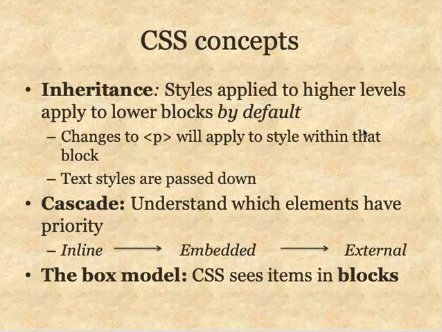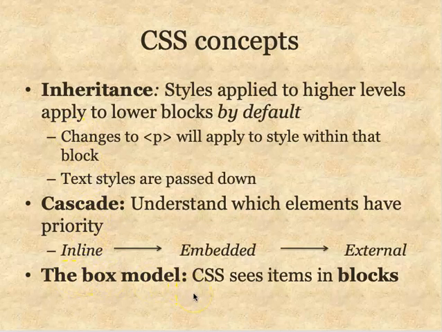Okay. Then we look at the cascade. So you want to know which elements have priority. So we talked about this, right? The external style sheet changes the most things on the website, but it will be overridden by embedded styles, which are in the head section of individual pages, which in turn will be overridden by inline styles, which are actually written in the HTML itself as an attribute. Okay, so keep those in mind.